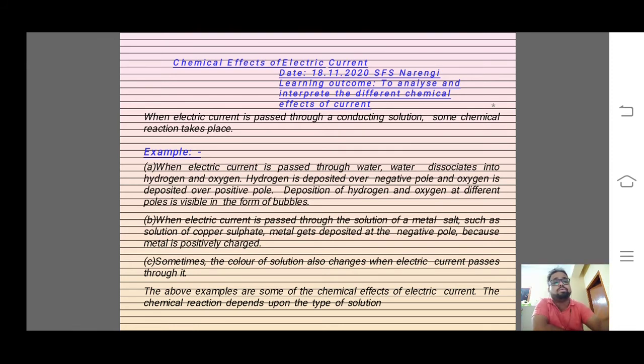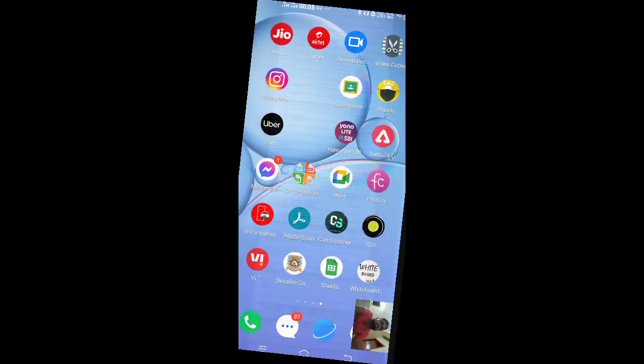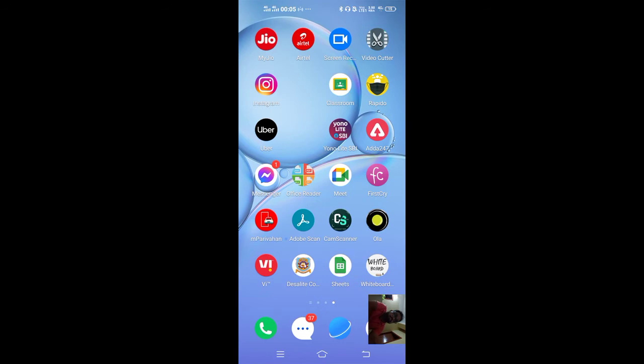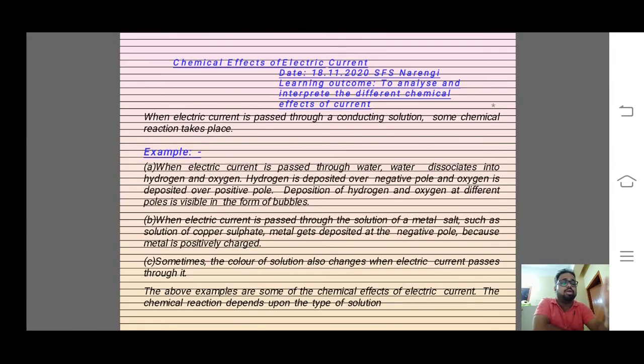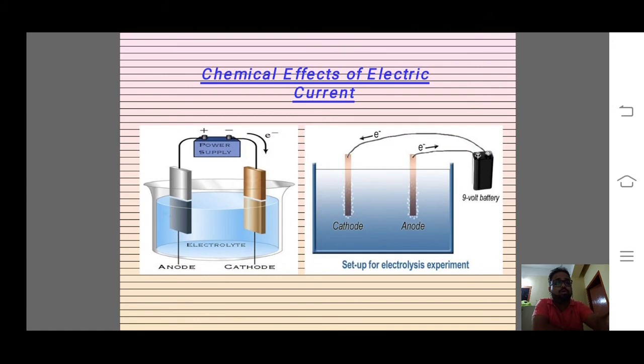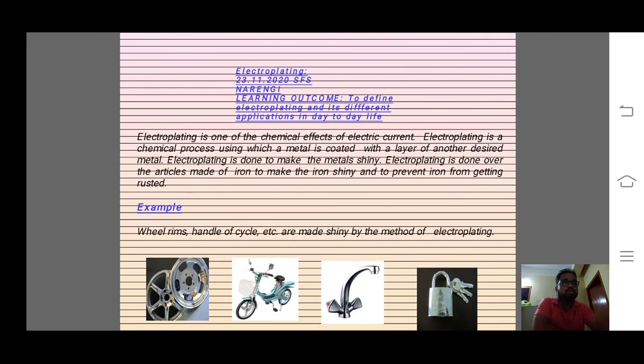So today we'll be basically doing the electroplating part. So what is electroplating? Today's learning outcome will be to define electroplating and its different applications in day-to-day life.